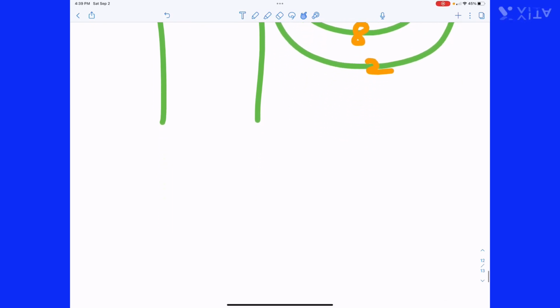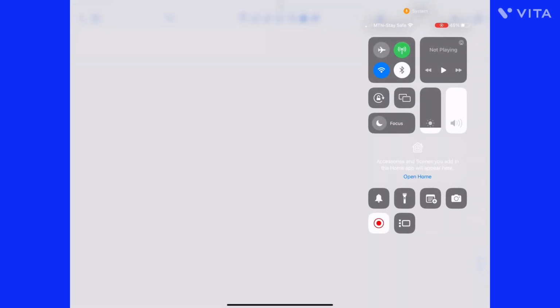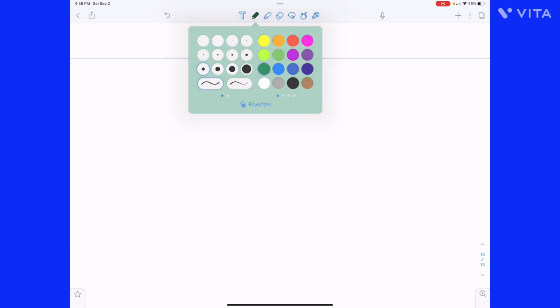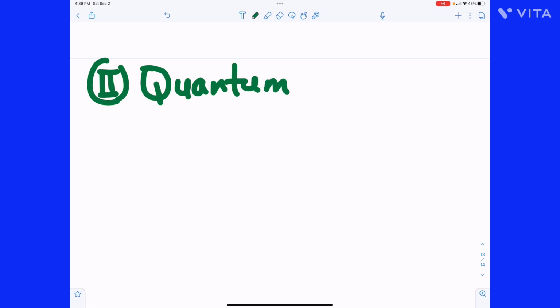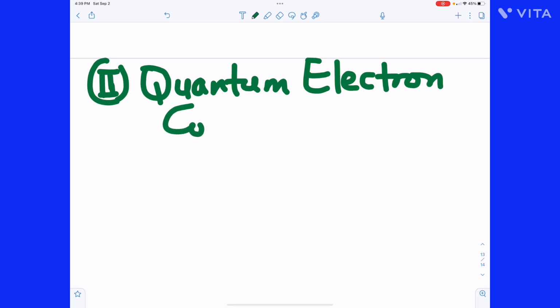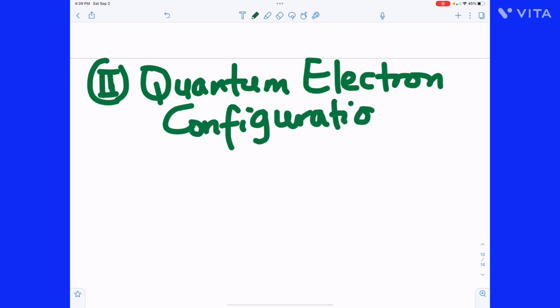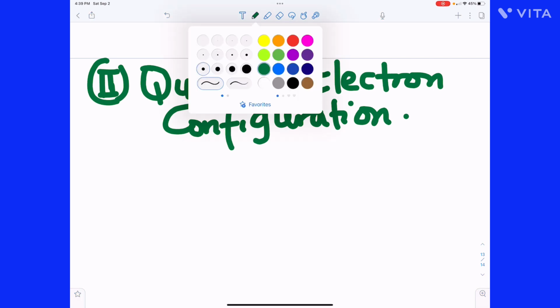Senior, let's go to the second type of electron configuration, called the quantum electron configuration. Number two now. Quantum electron configuration. These are very simple stuff.